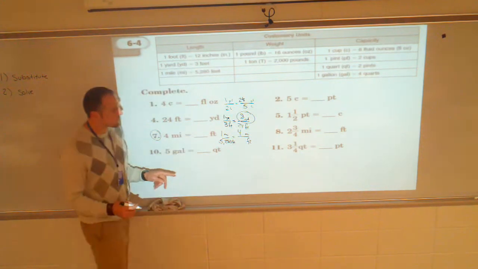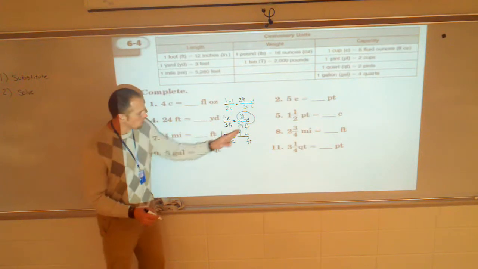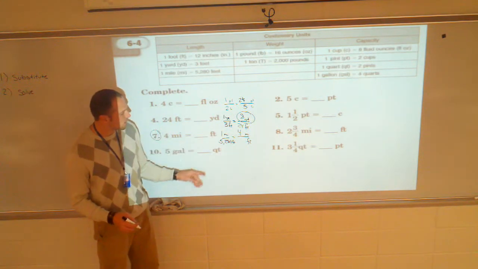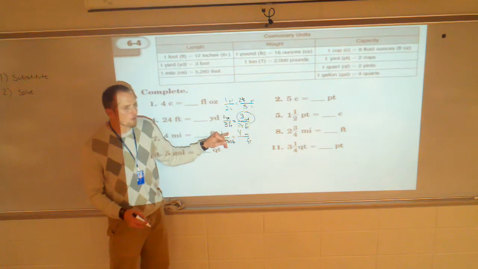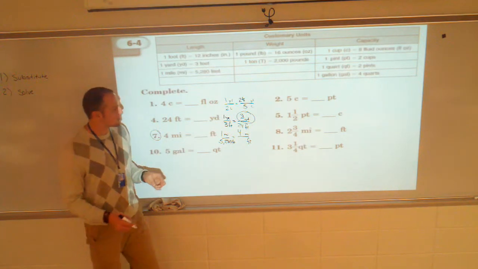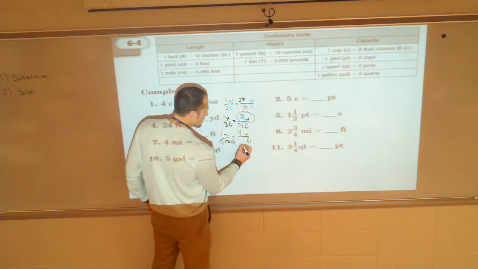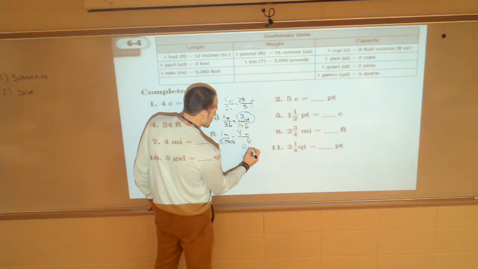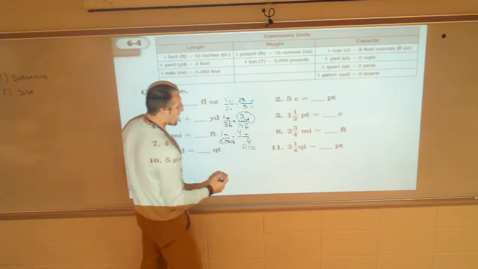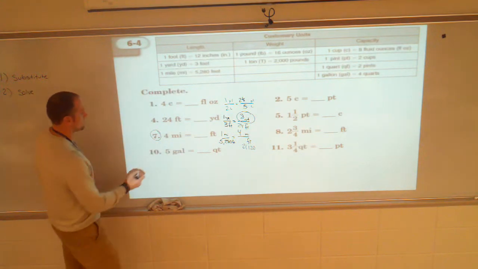Now remember how you solve a proportion. Multiply diagonally and divide by the other one. So, 5,280 times 4 divided by 1 is what, Lyndon? 21,120.